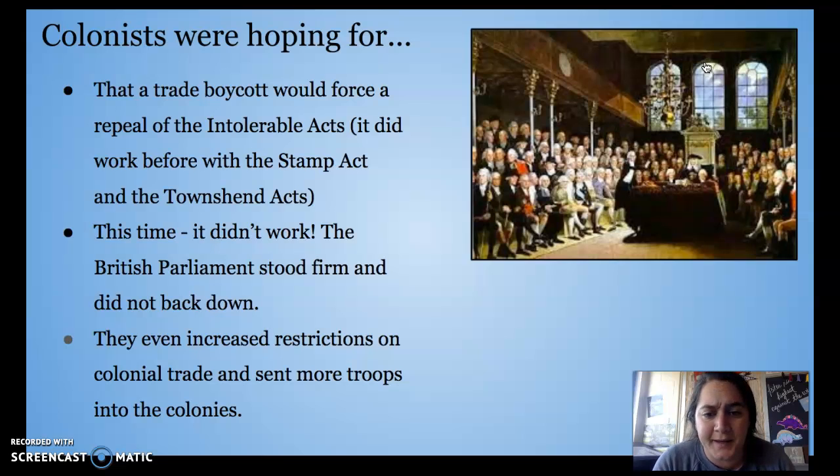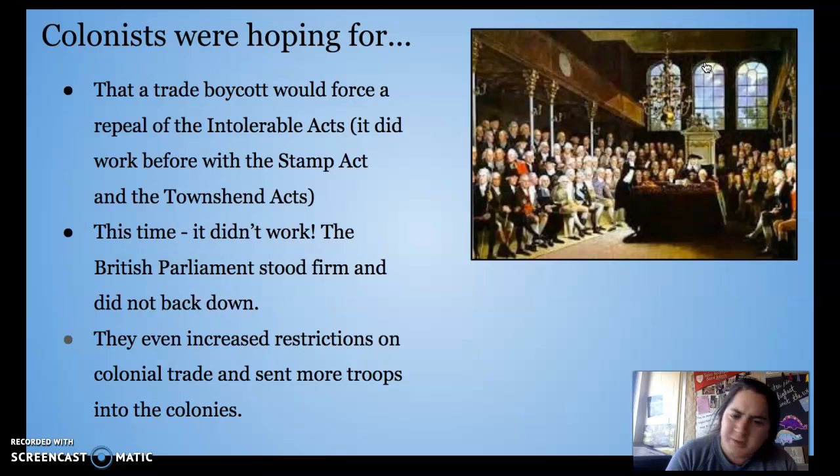If you're like, what the heck is the Stamp Act? What the heck is the Townshend Acts? Or even Intolerable Acts, you can always pause and Google search that. This time, though, they were really kind of frustrated because they said, well, it worked with the Stamp Act and the Townshend Act. Maybe it'll work here with the Intolerable Acts. However, the British Parliament said, no, we've had enough. So as you can see, tensions are definitely rising, right?